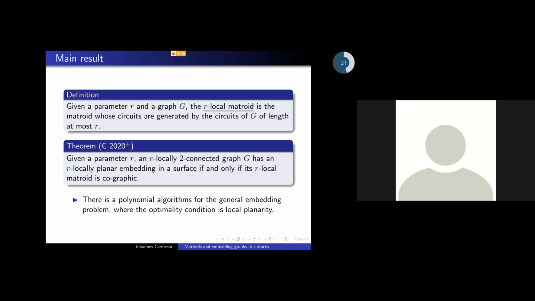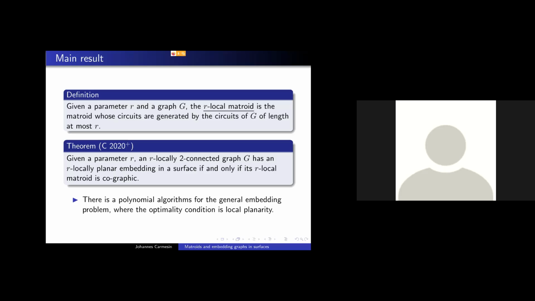Now coming back to the question we had at the beginning, there's this general embedding problem: given a graph, what is the best surface to embed this graph in? Before, we wanted to construct a surface of minimum genus so that the graph embeds into that surface. But in view of this theorem, what might also be natural is to say, perhaps we want this more local optimality criterion. So replace the criterion of minimum genus by the criterion of having maximal local planarity.